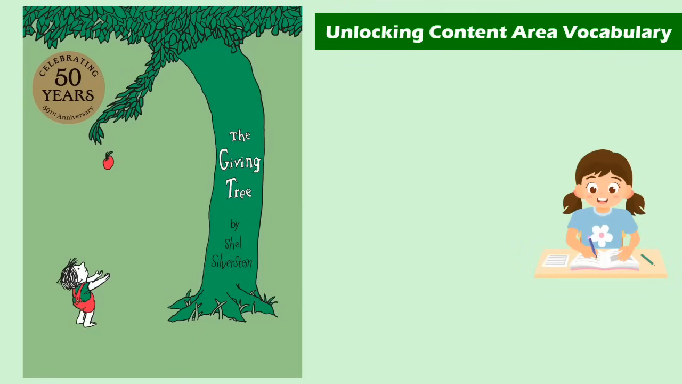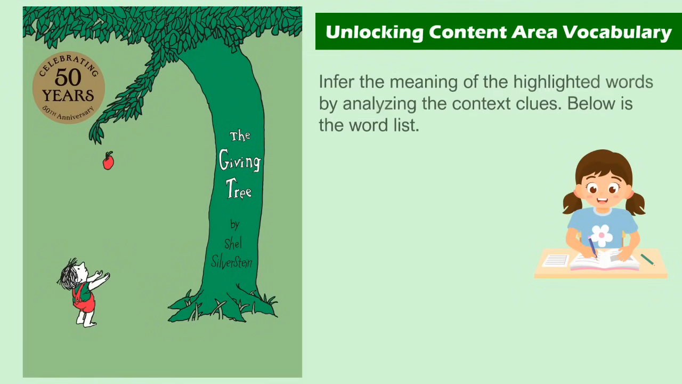The story that we are about to read is entitled The Giving Tree, written by Shel Silverstein. As we go along the story, you may notice the following terms. So, to make reading analysis easier, let us do this activity first.